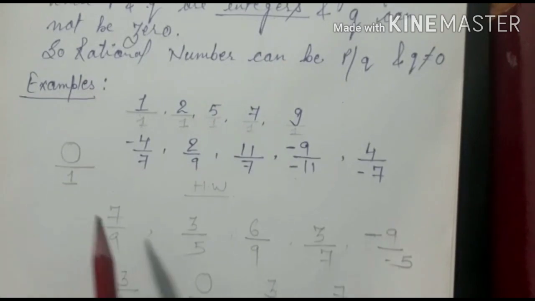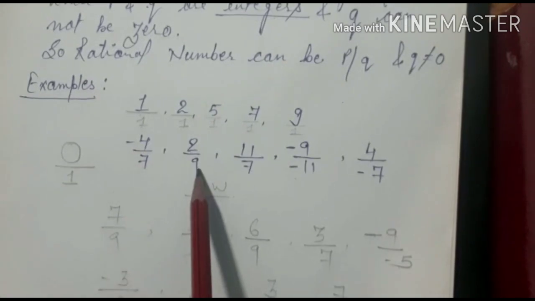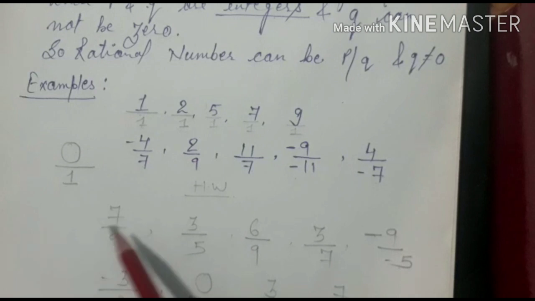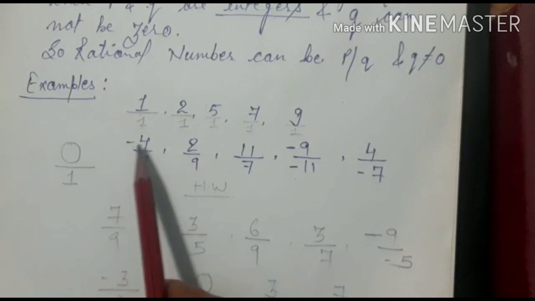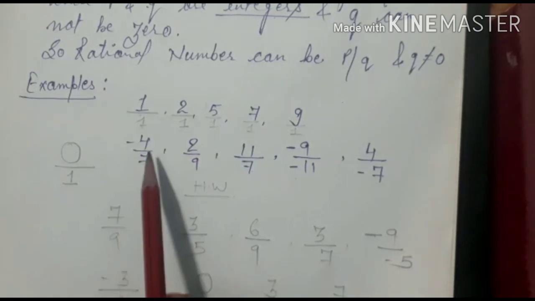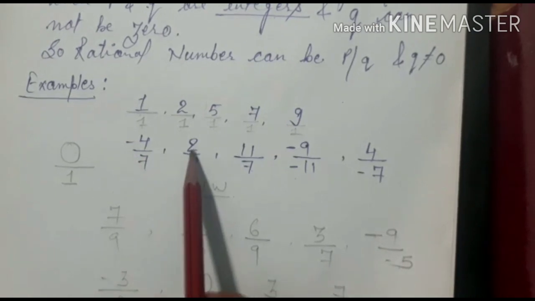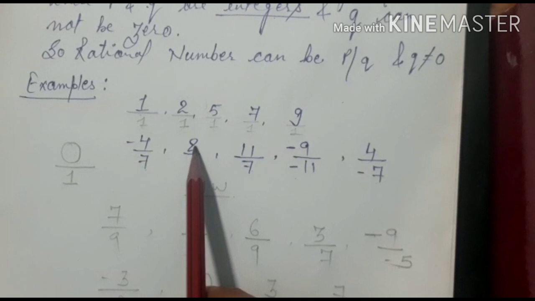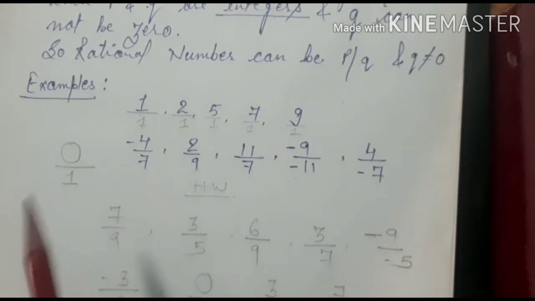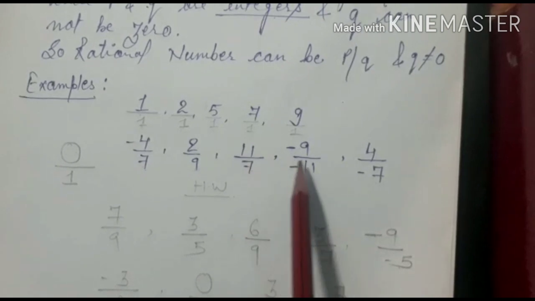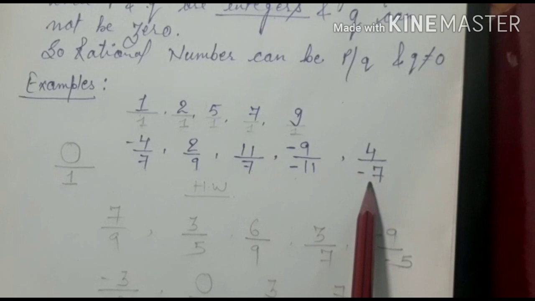Then the second set is minus 4 upon 7, 2 upon 9. These are also rational numbers. Why? Minus 4 is a negative integer, and on the denominator it is 7. Same with 2 upon 9: on the numerator it is 2 and on the denominator it is 9, so it is also rational. Same for 11 upon 7, minus 9 upon minus 11, and 4 upon minus 7. These are also rational numbers.